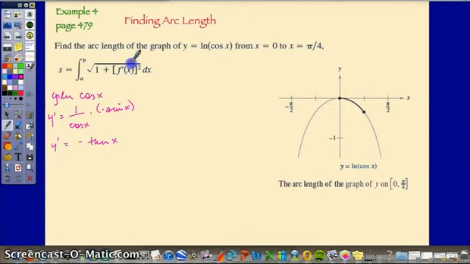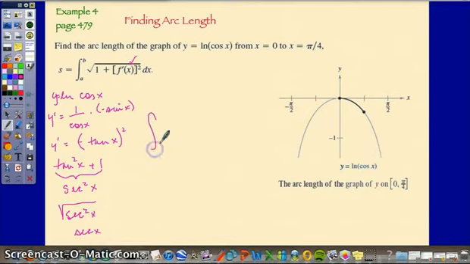And remember, we have to square that derivative. So now let's square it. We're going to get tan squared x, then add 1 to it. Turns out that this whole thing is secant squared x. Isn't that amazing? Now when we take the square root of secant squared x, we end up with secant x. Let's go ahead and set up our integral now with our simplified integrand, which is simply secant x dx, and we're integrating from 0 to pi/4.